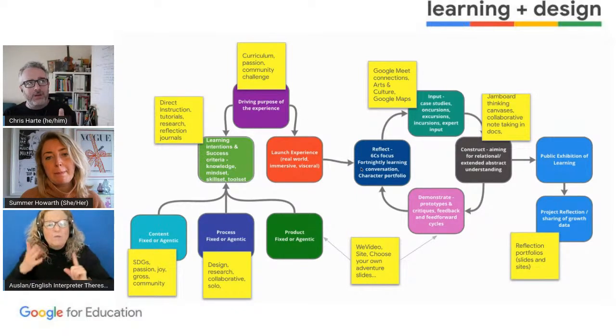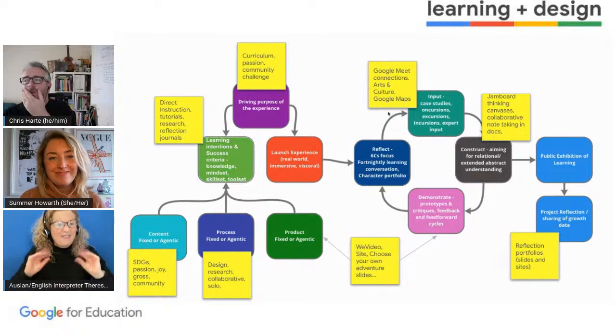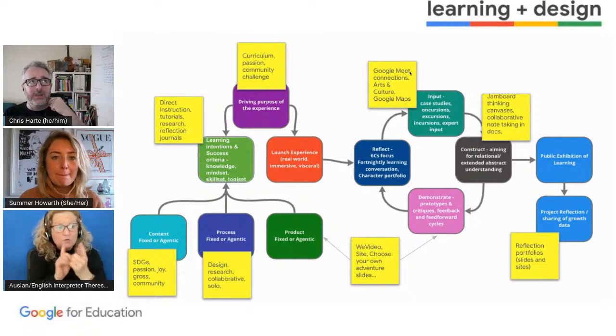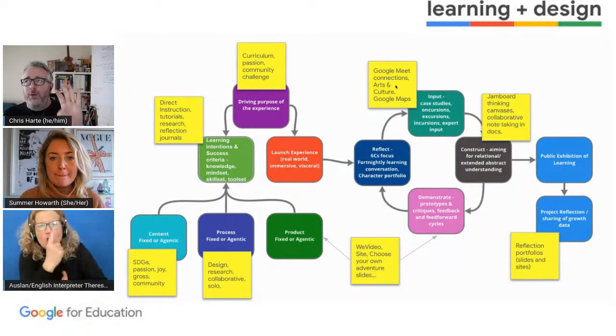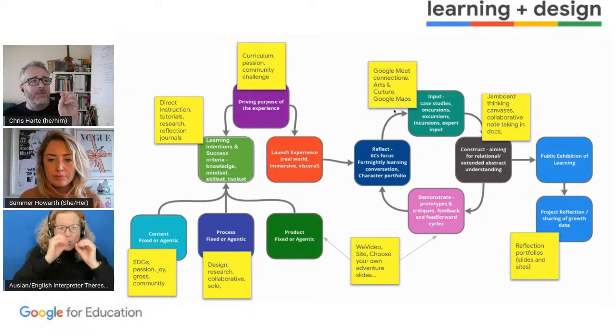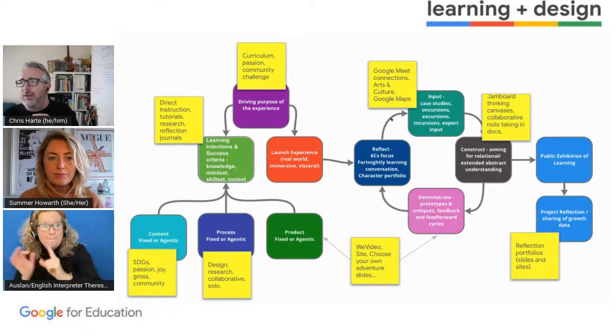And then we get into the fun stuff. So, for example, if we want input, why can't we use Google Meet to connect out to some experts to give the input instead of just me? We're going to explore arts and culture in a moment. We're going to have a look at Google Earth and Google Maps. So really, some amazing input I'm going to share with you shortly.